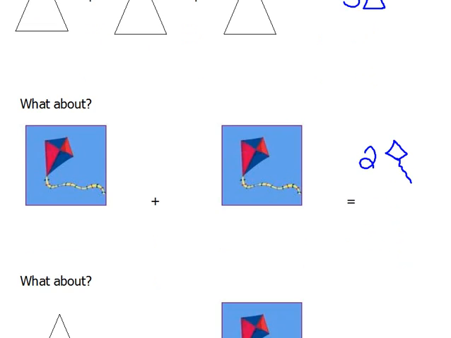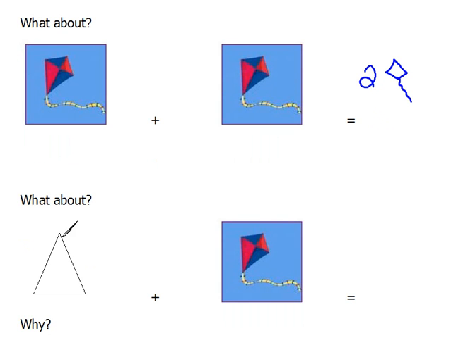Okay, what about this? What if I had a triangle and I had a kite? Could I put those two things together and talk about them in the same way? I couldn't, could I? I would have to literally say I have a triangle and I have a kite, because these are not the same item. We cannot put these together because they're not the same thing.